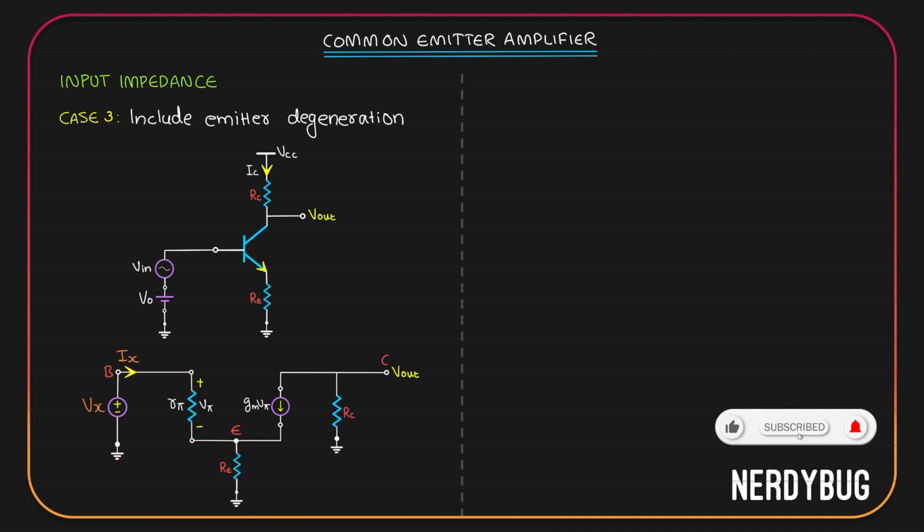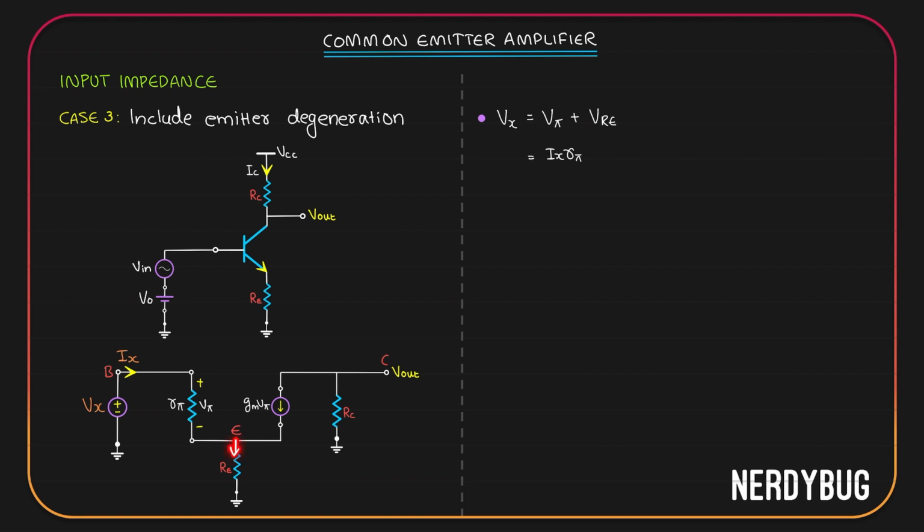So Vx is divided between R pi and Re. So we can write Vx is V pi plus Vre. Now, what is V pi? V pi is the potential across the resistance R pi and the current flowing through it is Ix. So V pi will be Ix R pi. What will be Vre? For that, we need to know what is the current flowing through Re.